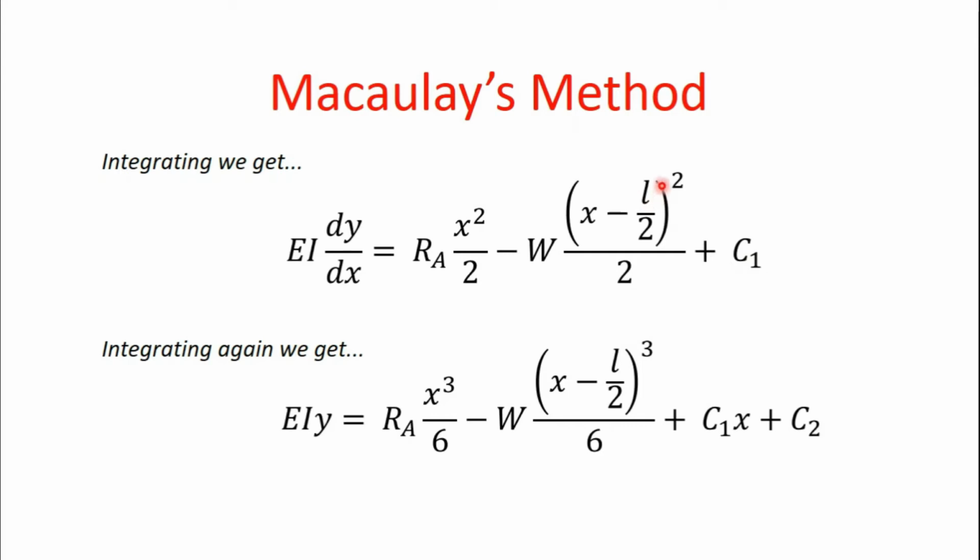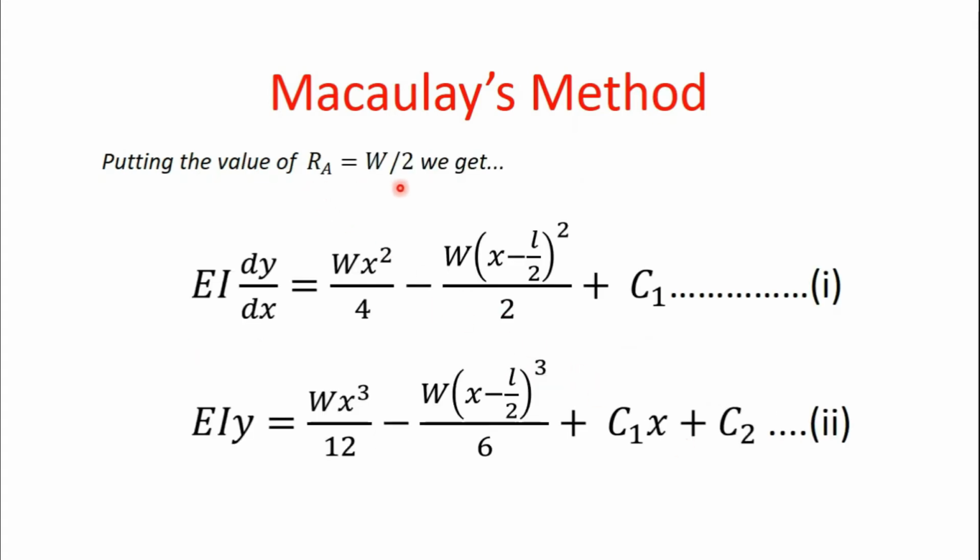One thing you have to keep in mind is to keep the distance term under the bracket and integrate the whole bracket. While integrating you don't have to open the bracket. Integrating once again, EI y equals RA into x cube by 6 minus W into (x minus L by 2) whole cube by 6. Again the bracket is intact, and we integrate the complete term under the bracket, plus C1 x plus C2. Now C1 and C2 are the constants of integration.